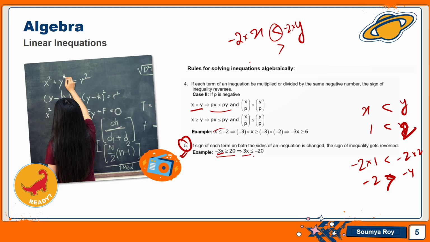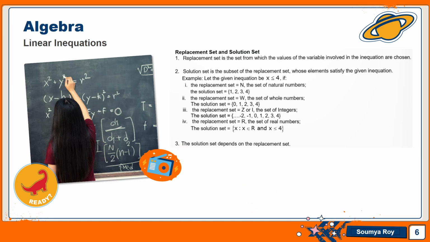So you see the sign will change. Minus 3x is greater than or equal to 20. When we remove this minus from here, what will happen? The sign will reverse. Remember this, it is very, very important, because in earlier linear equations this was not there. So here, just remember.